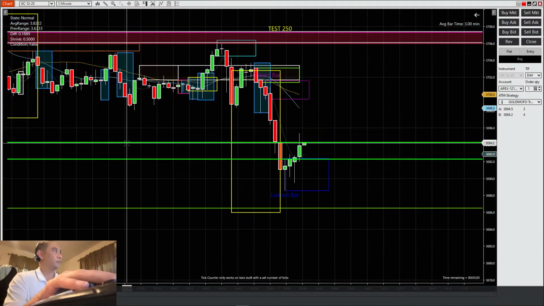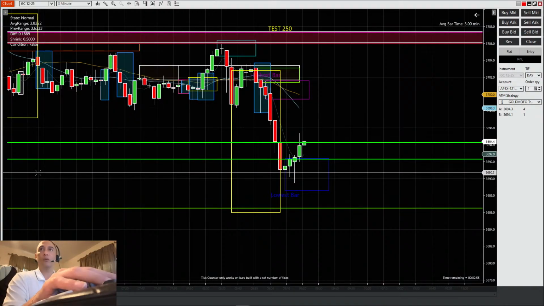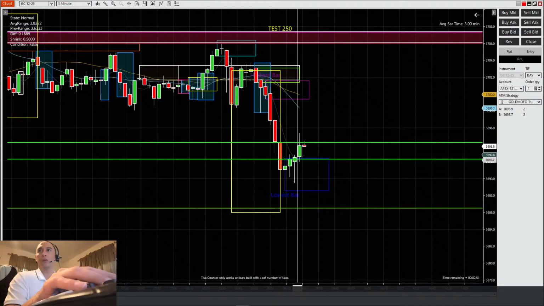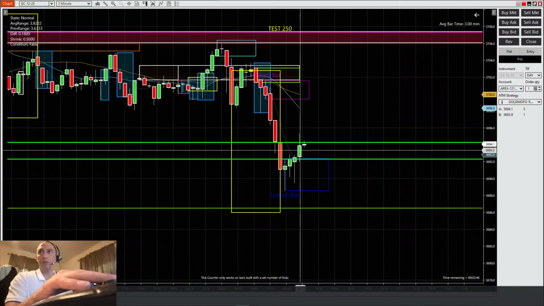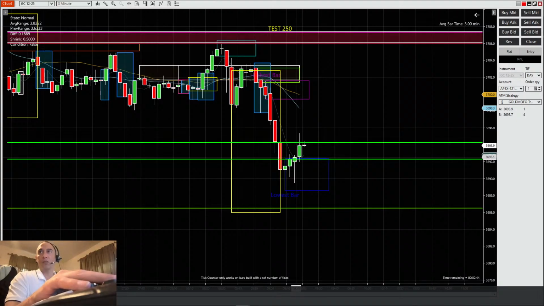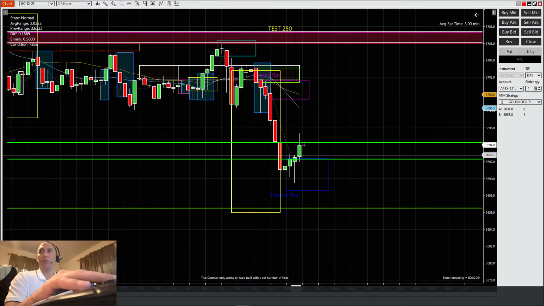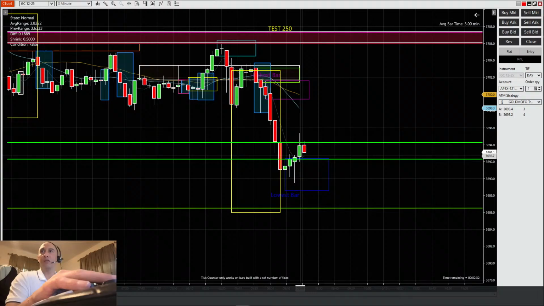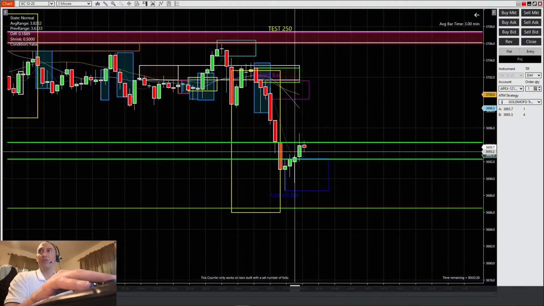Alright. So consolidation, bounce, bounce, bounce. This might be considered one here. And you're going to get a third one here before it decides to come down.